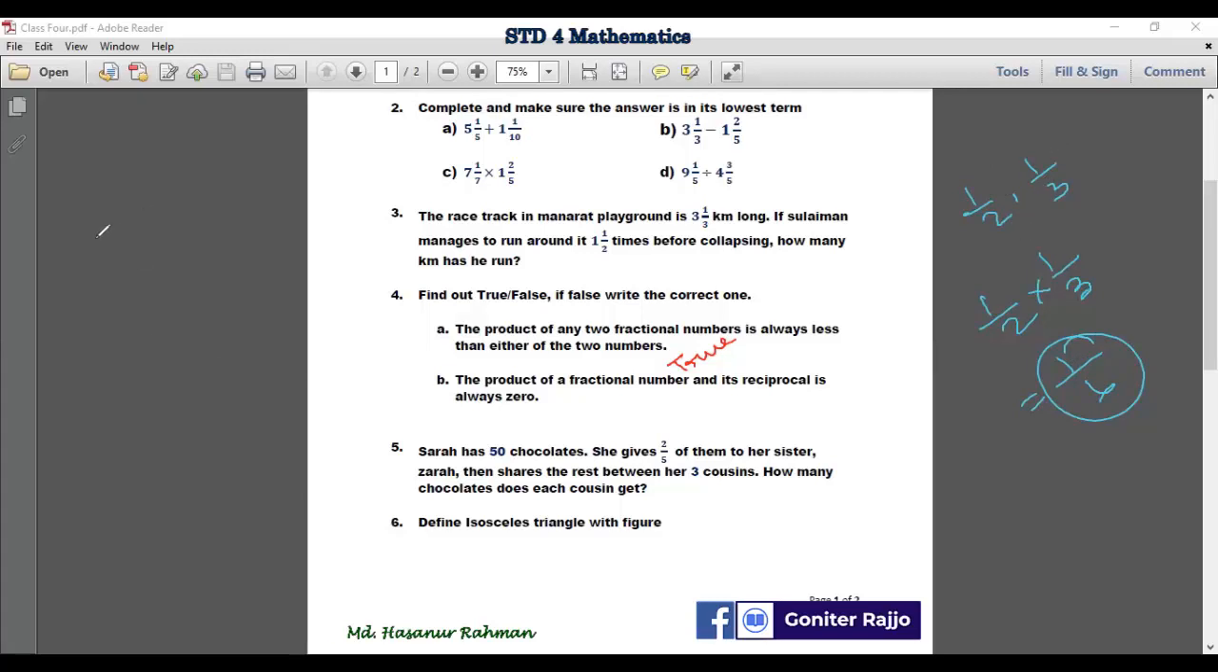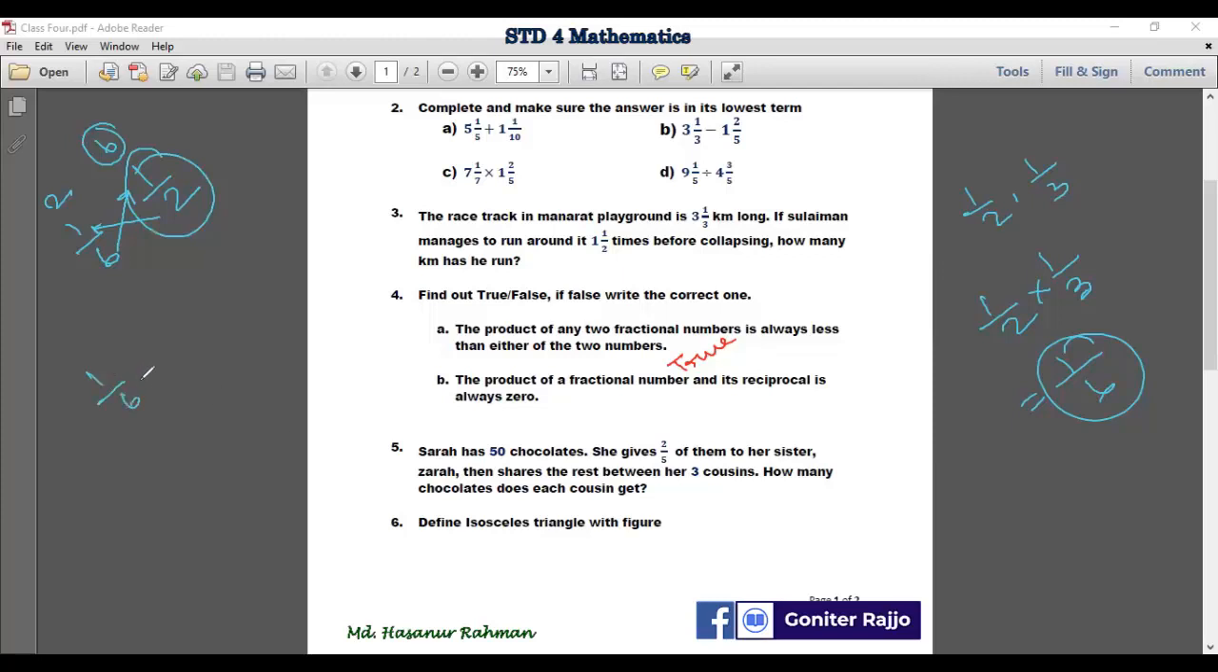How? Look, 1/6 and 1/2. So how can we find out which one is smaller and which one is greater? Just try to multiply the denominator by the numerator. 6 multiplied by 1, that is 6. 2 multiplied by 1, that is 2. So obviously 6 is greater than 2. That's why 1/2 is greater than 1/6.